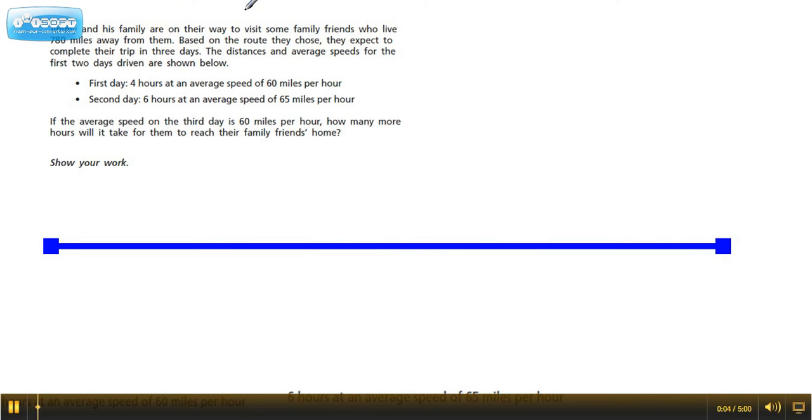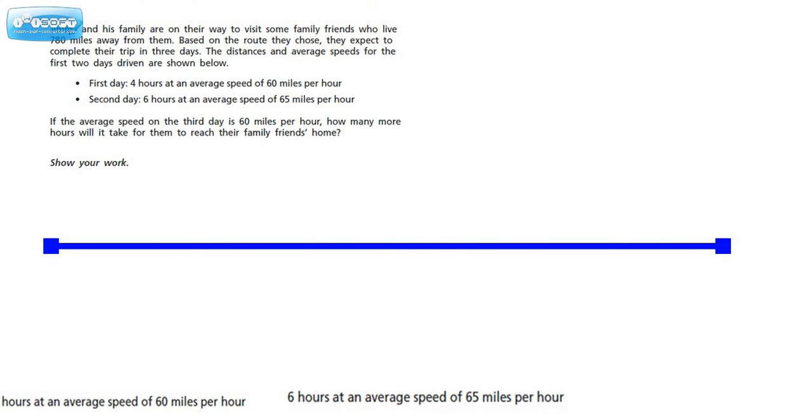Jimmy and his family are on their way to visit some family friends who live 780 miles away from them. Based on the route they choose, they expect to complete their trip in 3 days. So I made this number line. Let's break it up into 3 days.